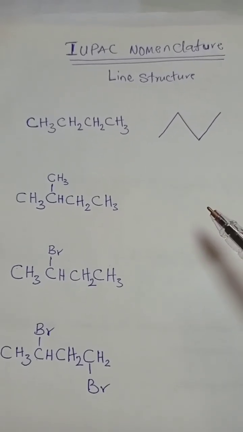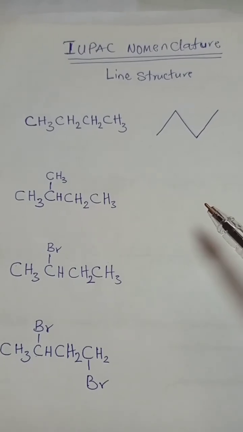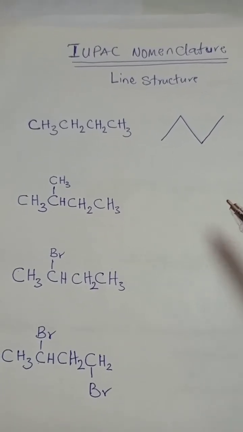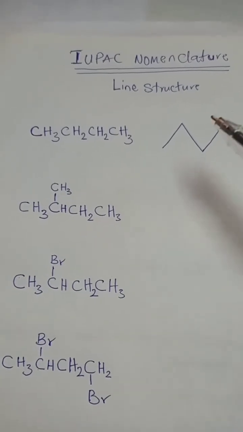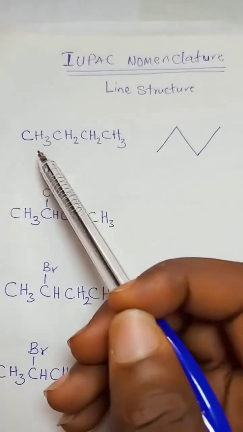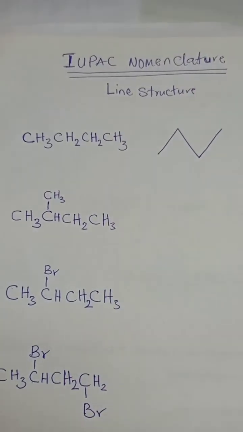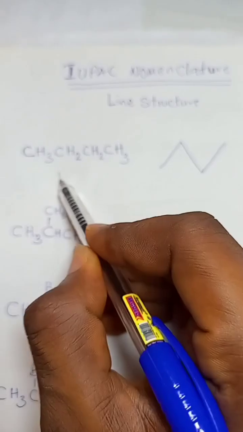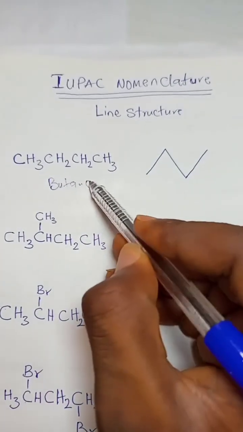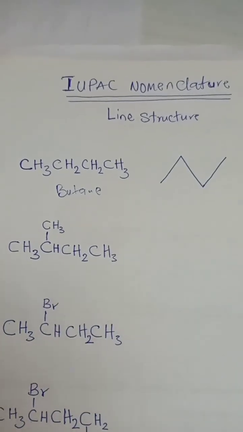In this video, we'll learn how to draw line structures and to name them using the IUPAC standard. Alright, so we'll take the first one. Here we have a 4 carbon chain, 1, 2, 3, 4. A 4 carbon chain that is all single bonded is butane. So we have butane here. This is butane, right? Okay, this is butane.